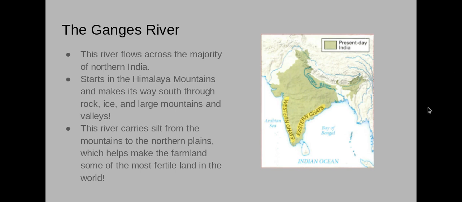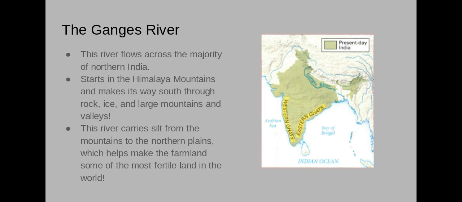Now, the Ganges River is the river that flows across the majority of northern India, which we have right here. Now, it starts in the Himalaya Mountains and makes its way south through rock, ice, and large mountains and valleys. This river carries silt from the mountains to the northern plains, so up here, which helps make the farmland some of the most fertile land in the world.